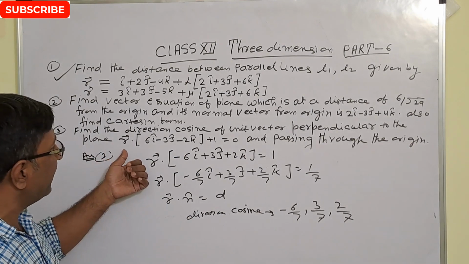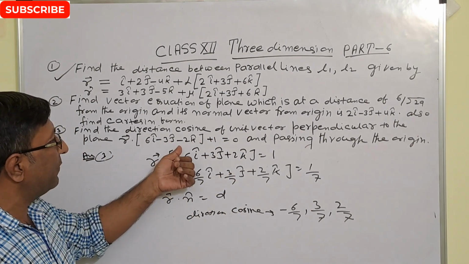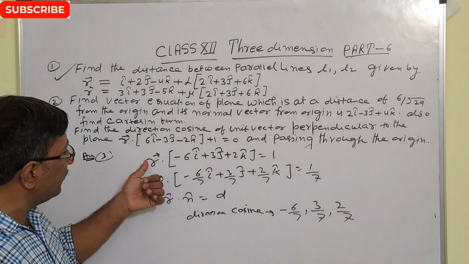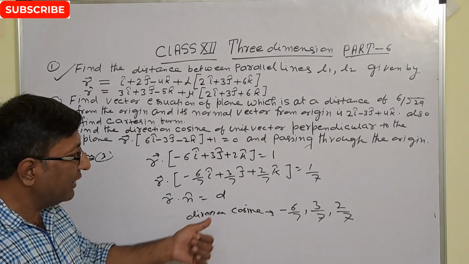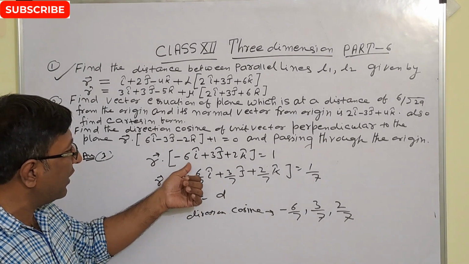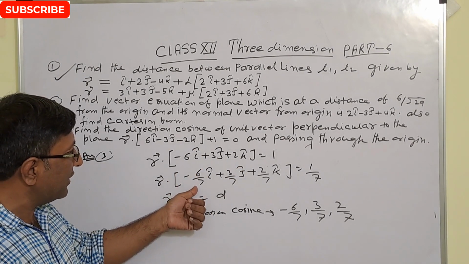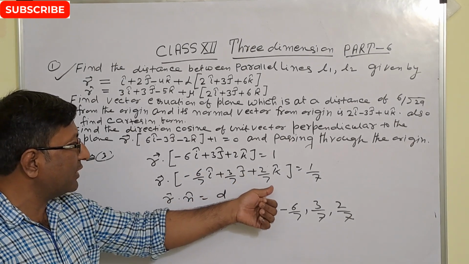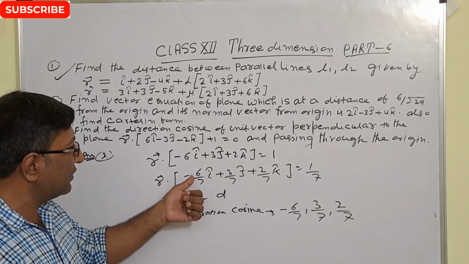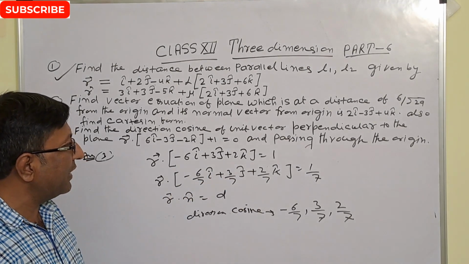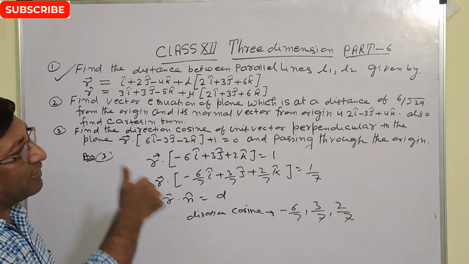So for this type of question, find the direction cosines of the unit vector perpendicular to the plane and passing through the origin, first you change this into the form r dot unit vector n equal to d. So this is minus 6 square, 3 square, 2 square, 49, whose root is 7. So this is minus 6 by 7, 3 by 7 and 2 by 7, 1 by 7. The direction cosines will be the coefficients of i, j, k. So this is minus 6 by 7, 3 by 7 and 2 by 7. In this way we have solved all the 3 questions of part number 6.